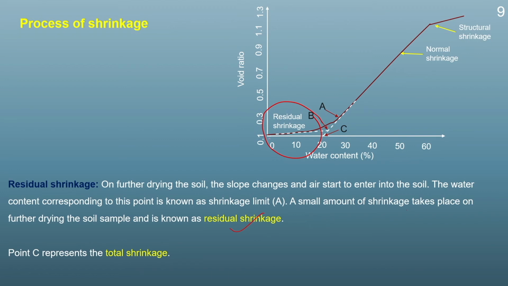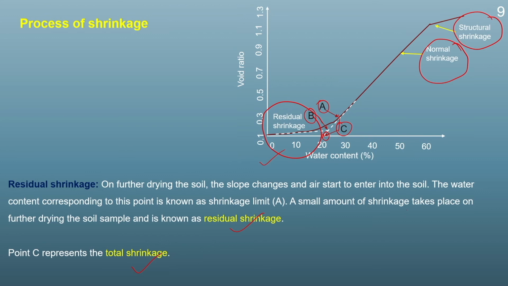So, from this portion of residual shrinkage and normal shrinkage, we can have 3 points A, B, C, which will define the unsaturation stages or the shrinkage limit of the soil. The point C will define the total shrinkage, and the point A will define the shrinkage limit of the soil. So, generally for any soil, the amount of residual shrinkage will be very less and the normal shrinkage will be maximum and the structural shrinkage will be in between. So, these are the 3 stages of shrinkage of any soil.